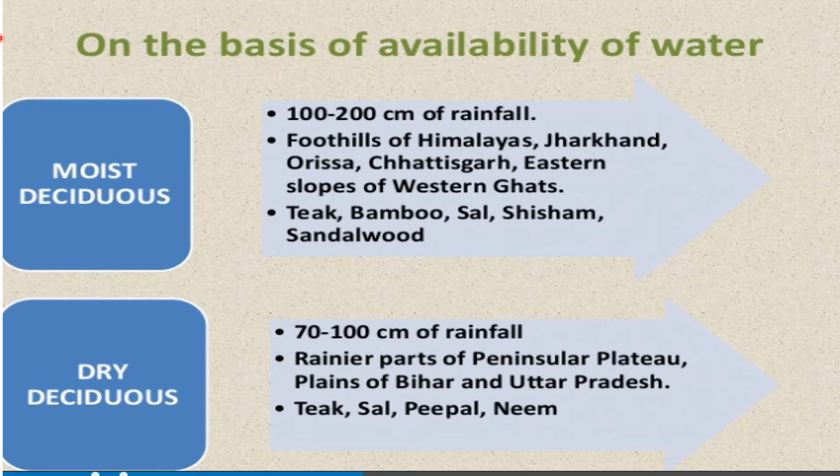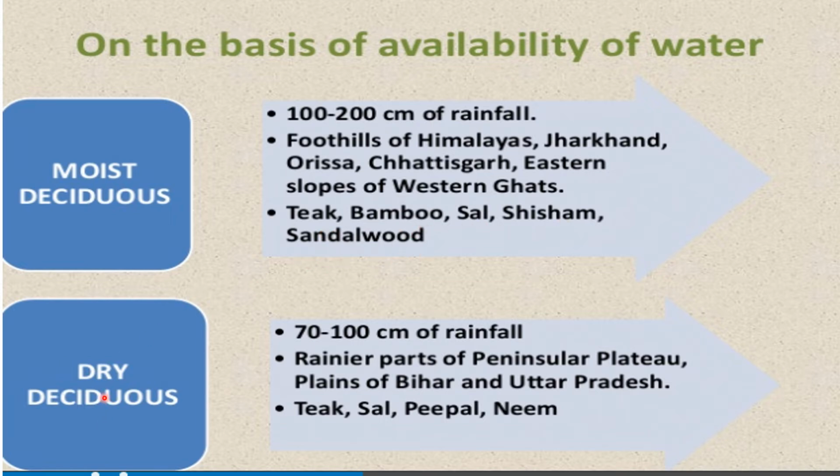On the basis of availability of water, these forests are classified into two types, the moist deciduous forest and the dry deciduous forest. The moist deciduous forests are found in the rainier areas, the areas which receive more heavy rainfall, that is 100 to 200 centimeters of rainfall. So they are mainly found in the foothills of the Himalayas, in Odisha, Chhattisgarh, eastern slopes of Western Ghats, and Jharkhand. And the main trees are teak, bamboo, sal, shisham, and sandalwood.